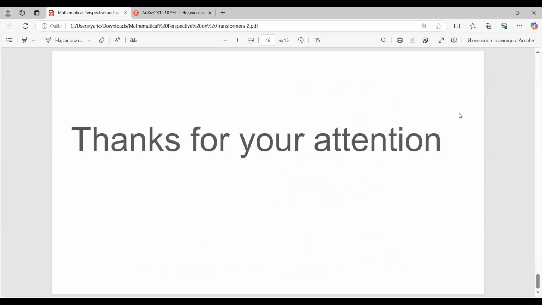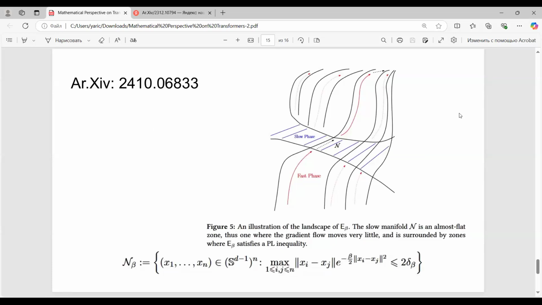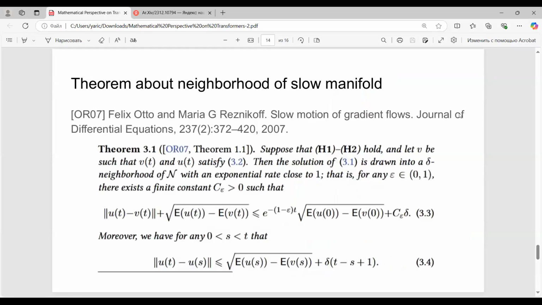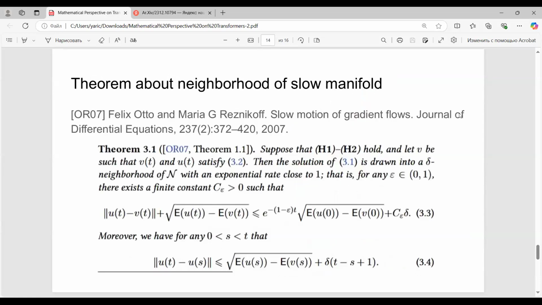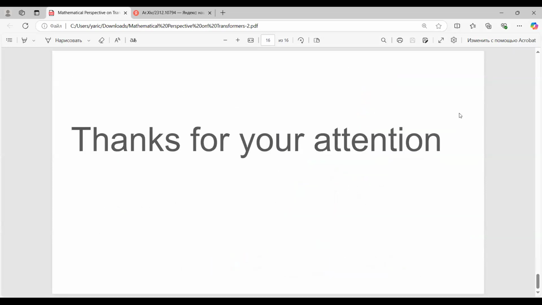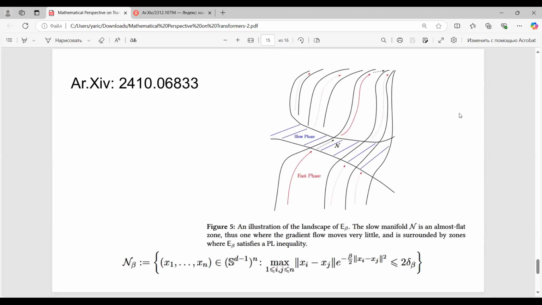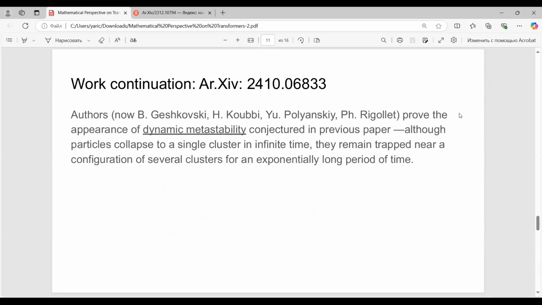So actually, I think this is the end of my talk for now. I tried not to put lots of details here, and just put some sketches of the results. That's all for now. Any questions? Thank you for your attention.